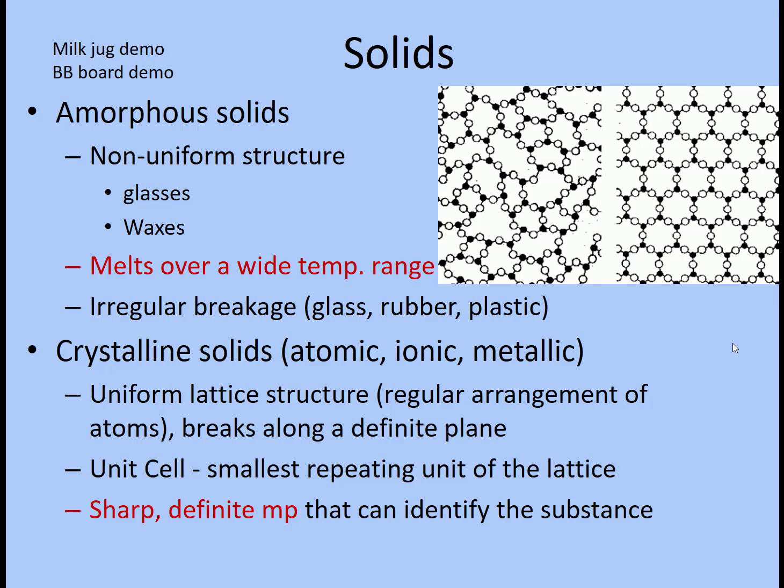They did take the unit cell portion out of the AP test, but we're just going to mention it here. Crystalline solids, those are the ones that have a definite melting point. And you can identify that substance because of the melting point. For example, solid water has a definite melting point of 0 degrees Celsius. It has a crystalline structure and it has a crystal lattice. And when it breaks, it can break along a definite plane.